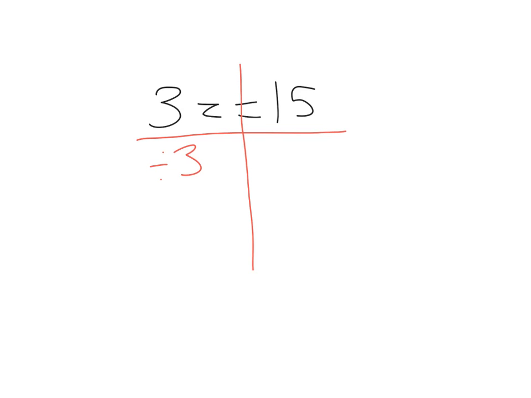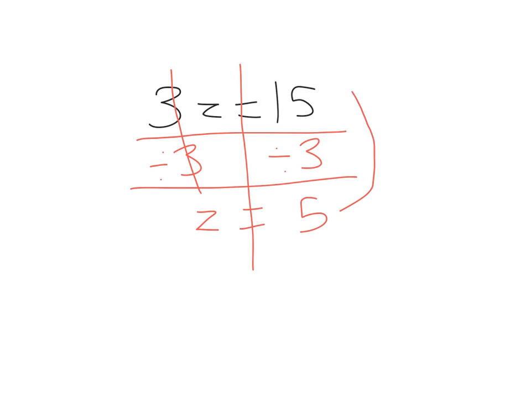Now when I divide one side by 3, I've got to do the same thing to the other side. So if we do this, 3 divided by 3 is 1. Therefore, we're left with just 1z, which we can just write as the letter z, equals, and then 15 divided by 3 is 5, okay? Now, if we plug this back into our equation, 3 times 5 equals 15, so this checks out, okay? So it's a pretty simple one.